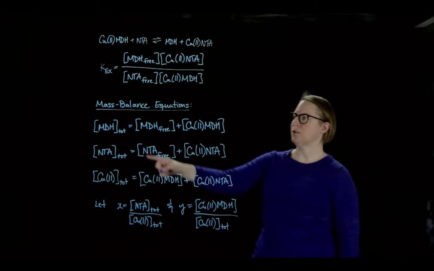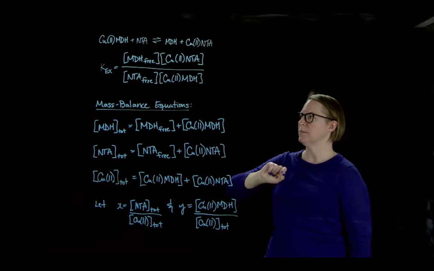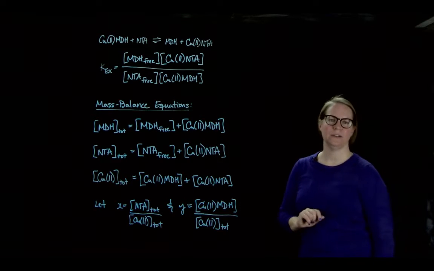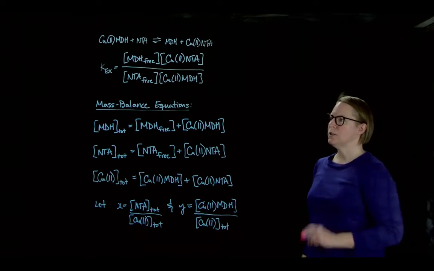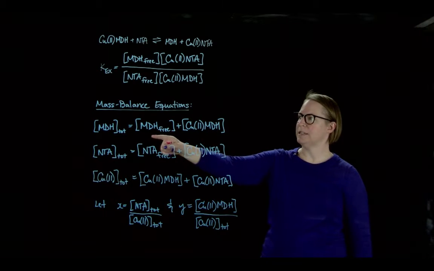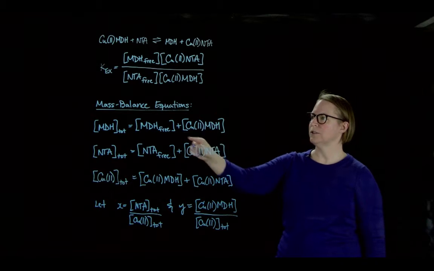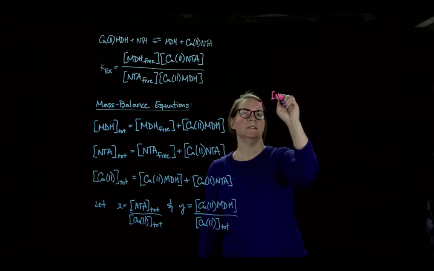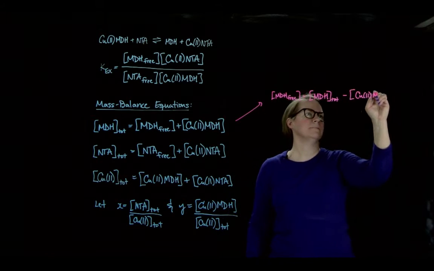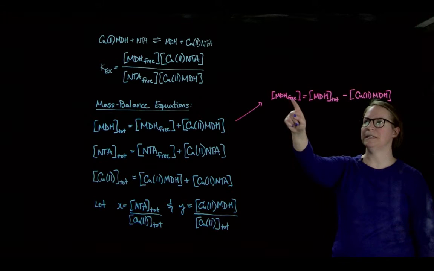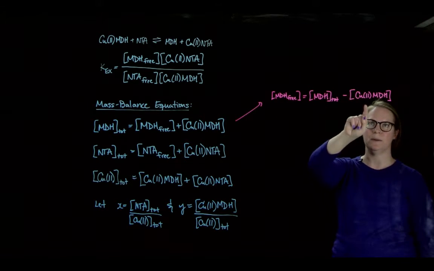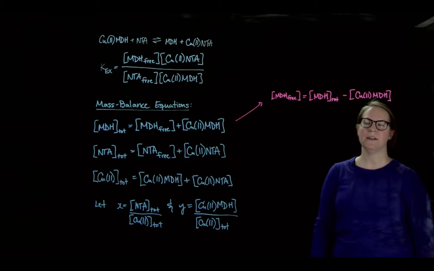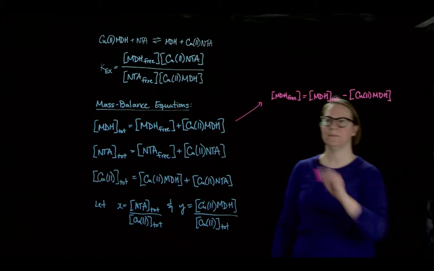First, we're going to start with MDH and use the MDH mass balance equation to get an expression for MDH free concentration. In order to solve for our MDH free concentration in our mass balance, we're first going to subtract the copper 2 MDH concentration from both sides of the equation. So we'll be left with MDH free concentration is equal to the total concentration minus the concentration bound to copper 2. Now, in order to sub in our x and y variables, we're going to divide through the equation by the total concentration of copper 2.